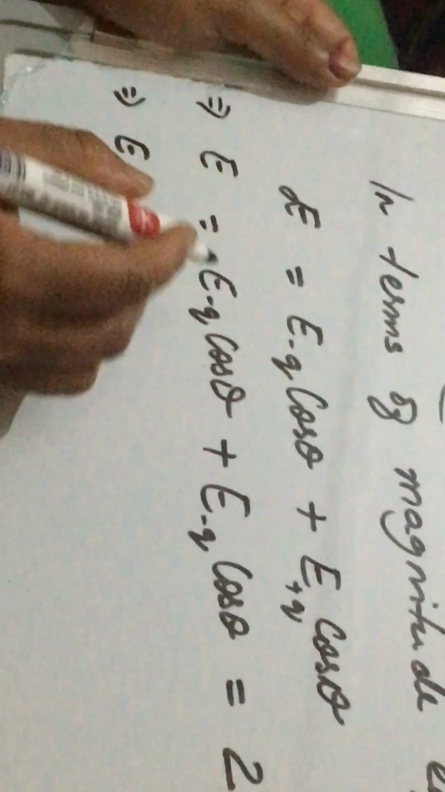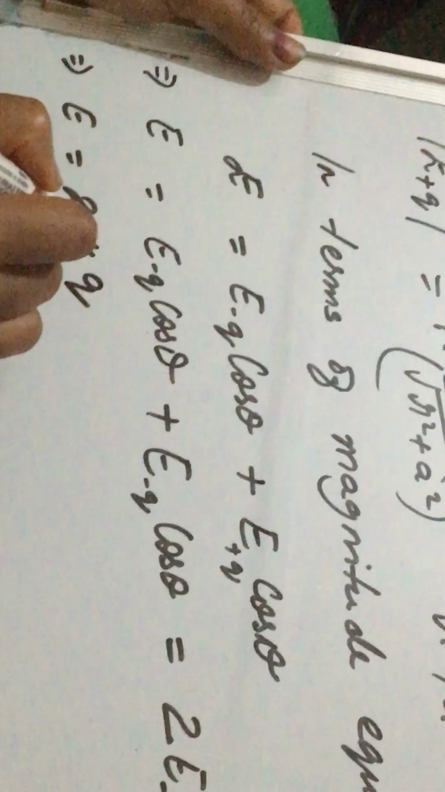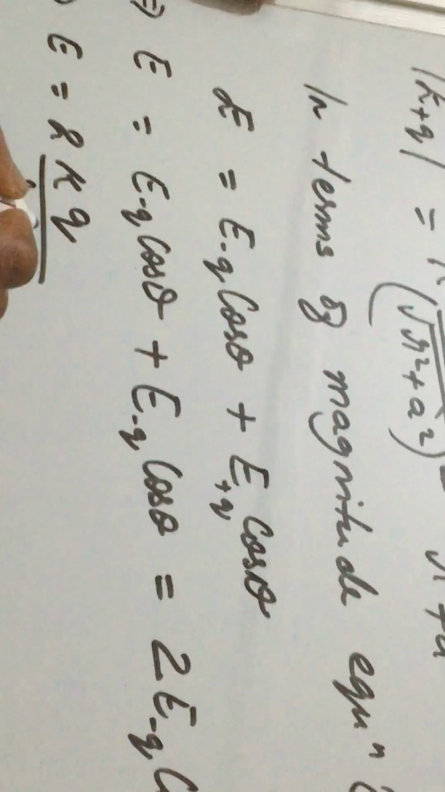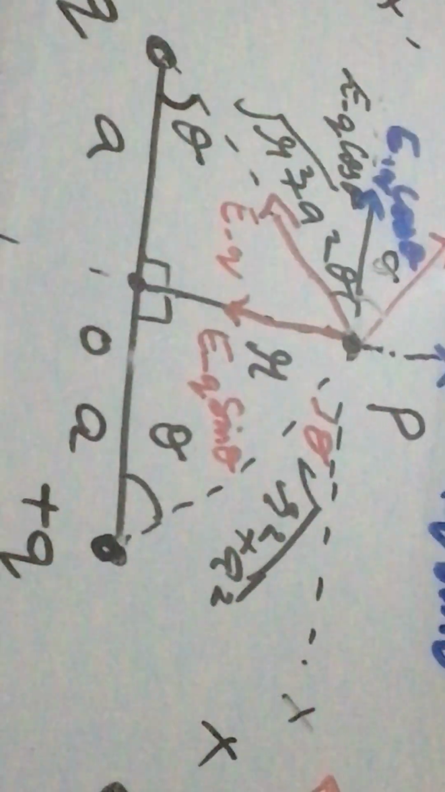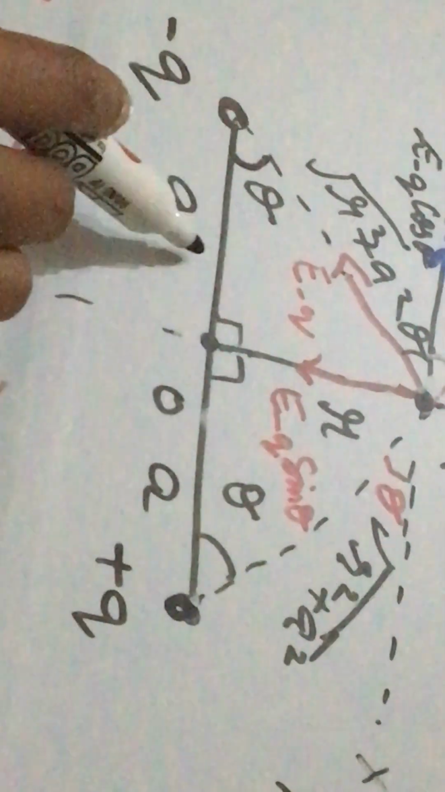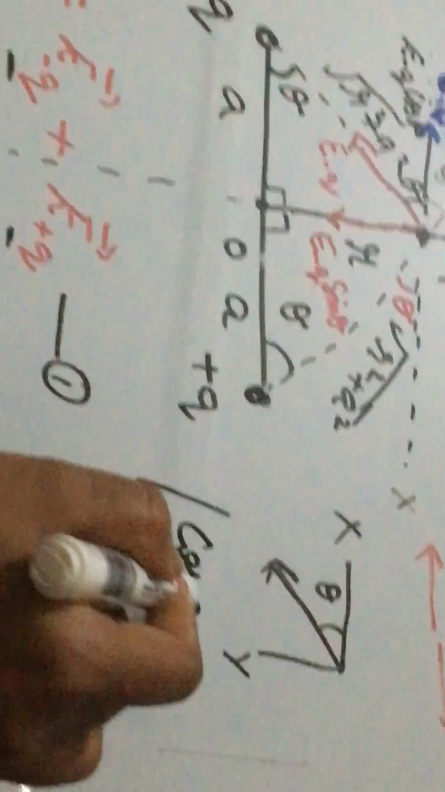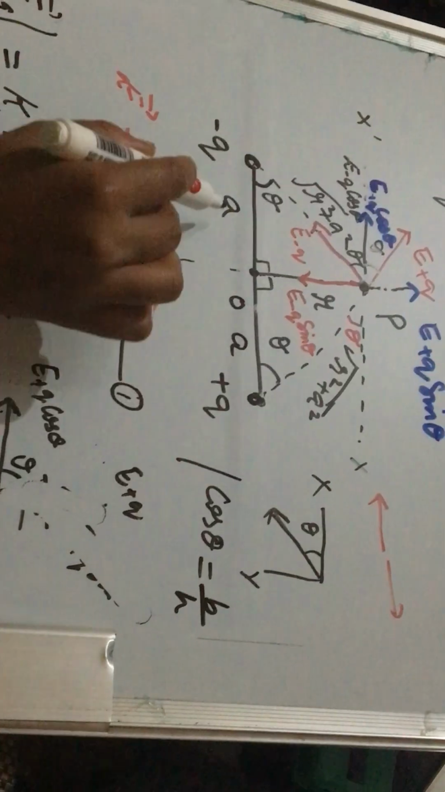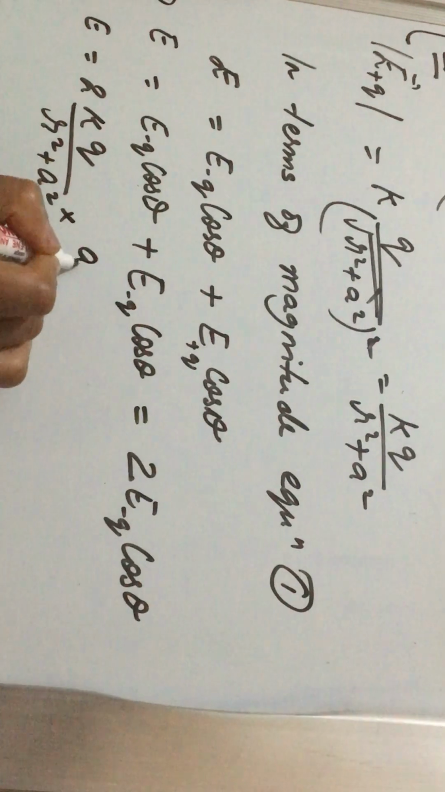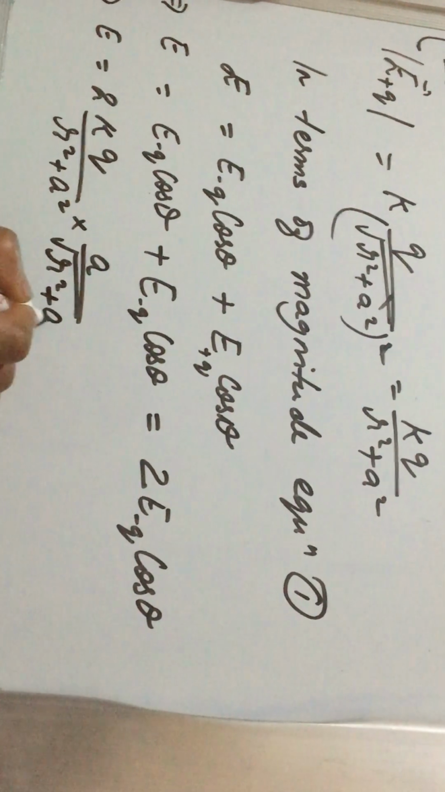Now mathematics. E minus q is what? K q by r square plus a square, times cos theta, right? If we go from this triangle, cos theta will be what? Base by hypotenuse, isn't it? So cos theta is equal to base by hypotenuse. And what is the base? Base is a and hypotenuse is what? Square root of r square plus a square.